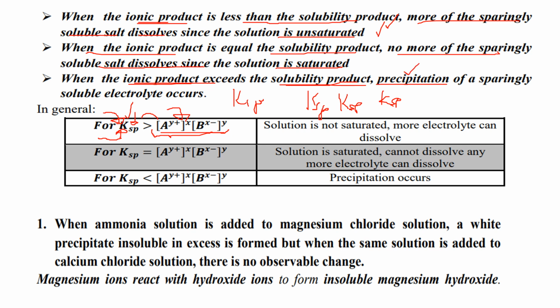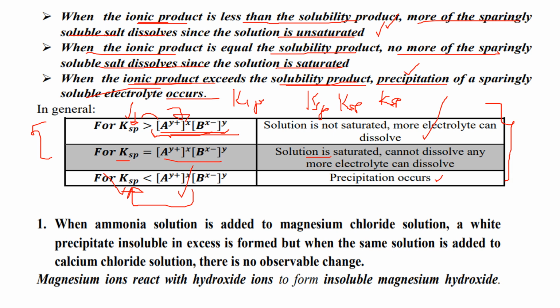So precipitation of a sparingly soluble electrolyte is going to occur, and it can be generalized using these expressions. If Ksp is greater than the ionic product, the solution is not saturated and therefore no precipitation is going to take place. If the solubility product is equal to the ionic product, the solution is saturated and therefore no more salt can dissolve. If the given solubility product is less than the calculated ionic product, or the ionic product is greater than the solubility product, precipitation of the sparingly soluble salt is going to occur. This is the key to how you approach such questions.